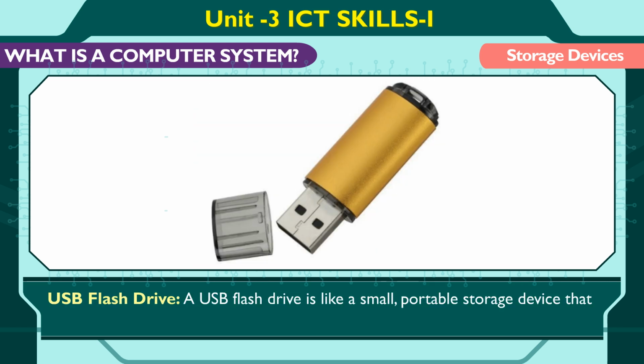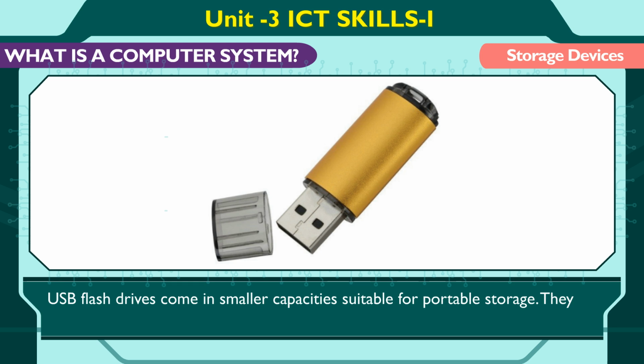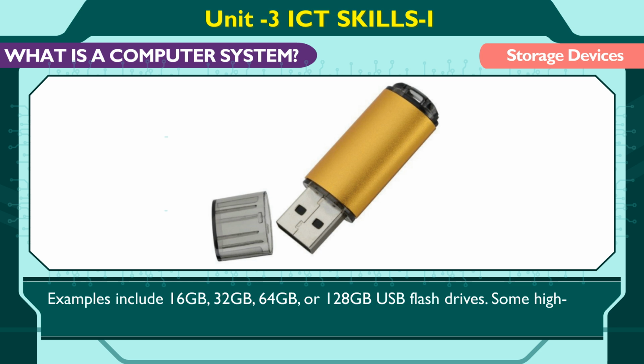USB flash drive. A USB flash drive is like a small, portable storage device that you can carry in your pocket. It plugs into a USB port on your computer and lets you save and transfer files. It's handy for sharing files or keeping backups. USB flash drives come in smaller capacities suitable for portable storage. They typically range from a few gigabytes to several hundred gigabytes. Examples include 16 GB, 32 GB, 64 GB, or 128 GB USB flash drives. Some high-capacity models can go up to 1 TB or more.